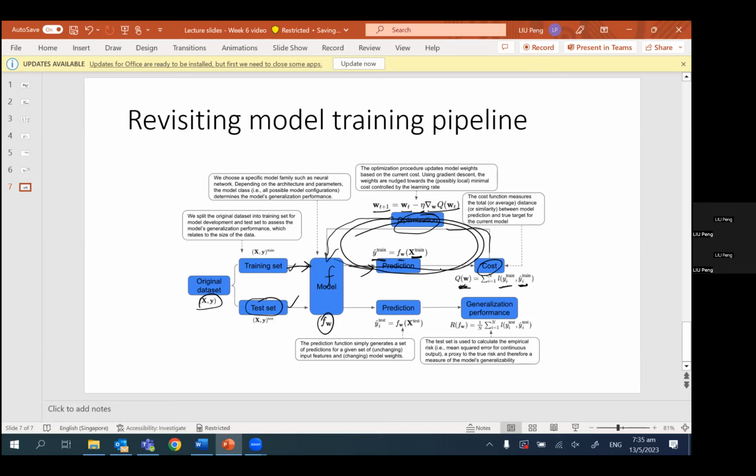We take the model, go to the test sets, and again use the model to make predictions. This runs the predictions based on the test sets. Then we have test set performance. By calculating the losses and summing them together, this gives our risk. R stands for the risk, or the empirical risk. This is a measure of our generalization performance, that is, how well the model generalizes to the test sets.